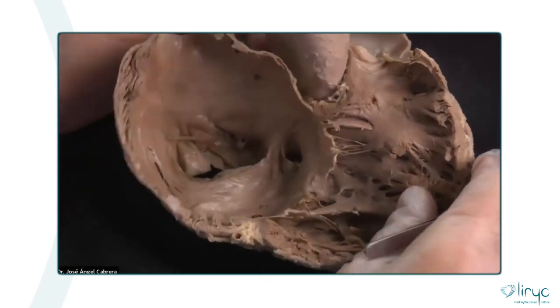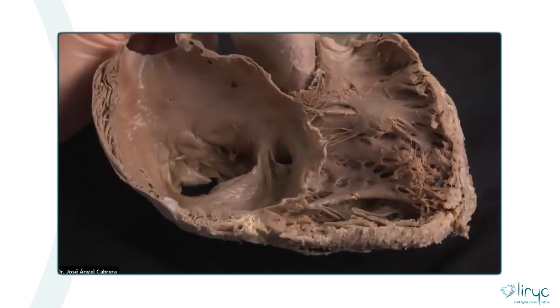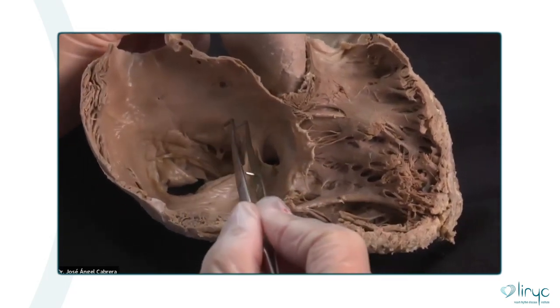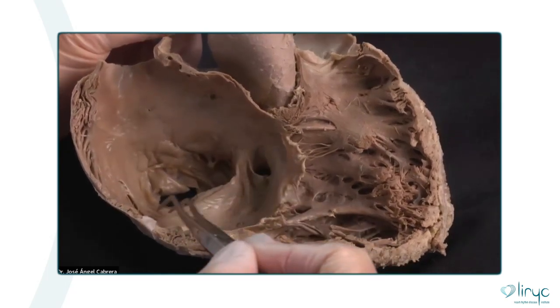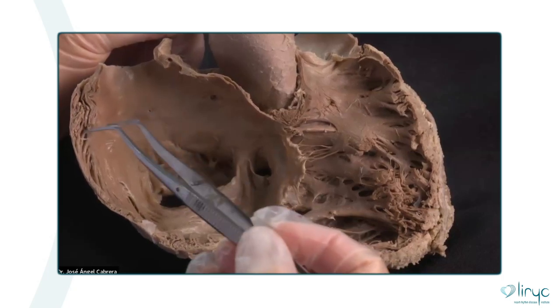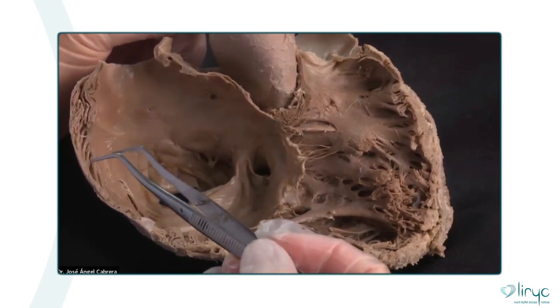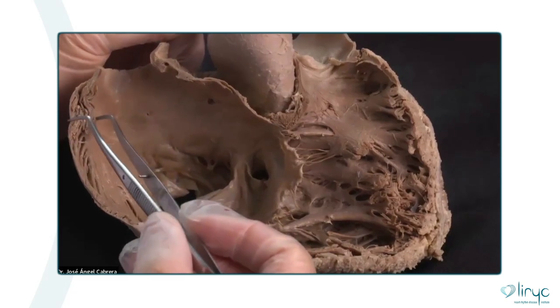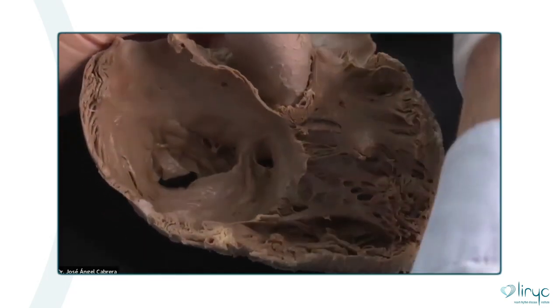Okay, then what are the anatomic landmarks in this right atrium? You can see that this is the smooth-walled right atrium, and this is the trabeculated right atrium. What is the junction between the trabeculated and the smooth right atrium? The terminal crest, endocardially.